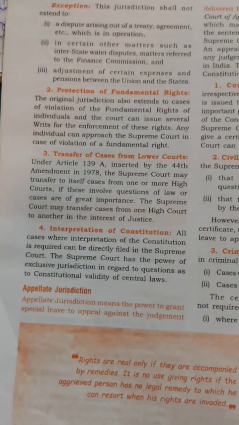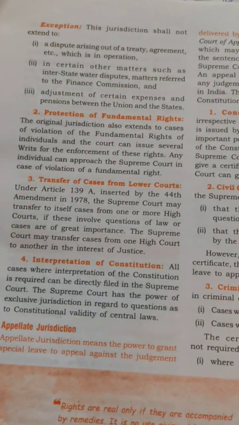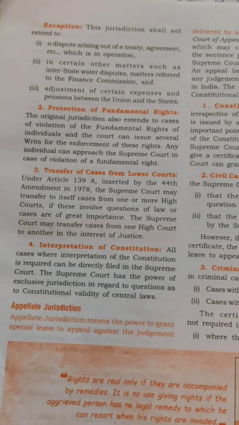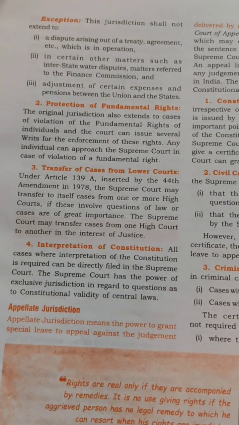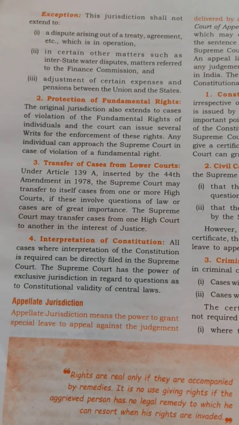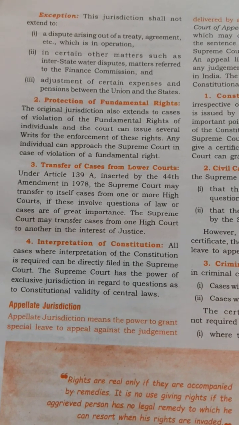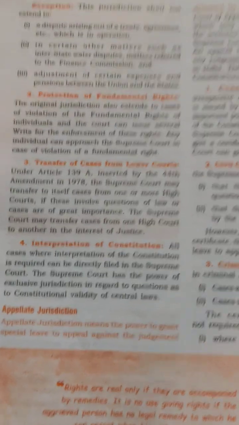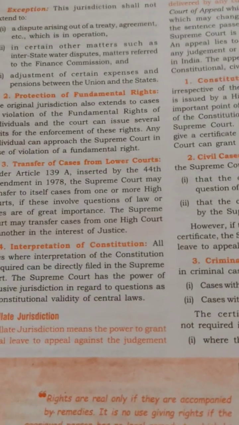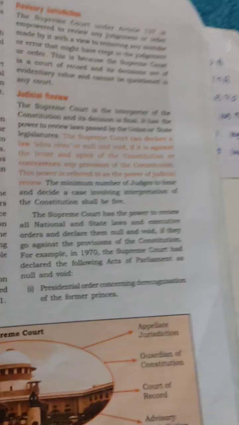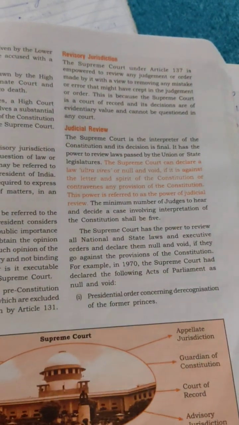So third case of original jurisdiction is transfer of cases from lower courts. So the Supreme Court can transfer a case from a lower court to itself. Fourth is interpretation of the Constitution. Interpretation of the Constitution means to take the meaning of the Constitution. Fifth point, what can we write here in original jurisdiction? It is judicial review. Okay, what is judicial review?